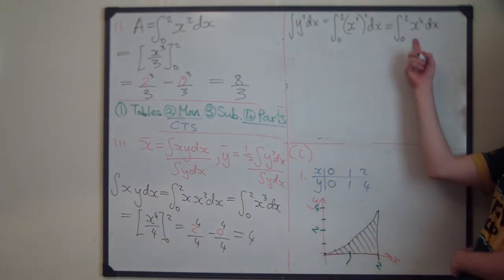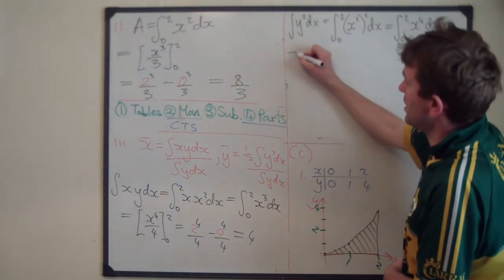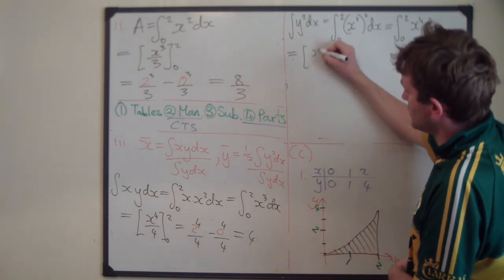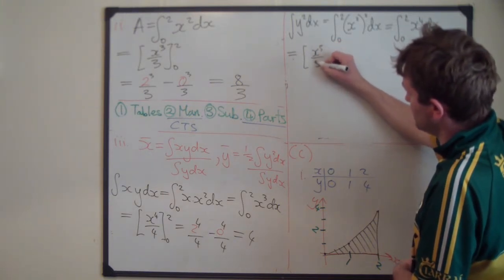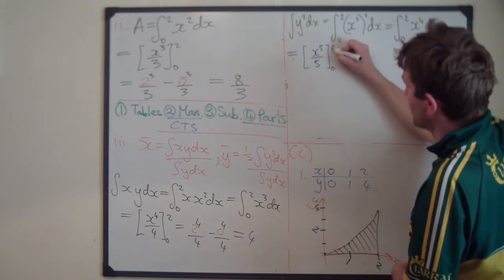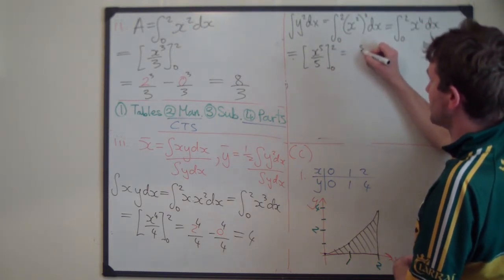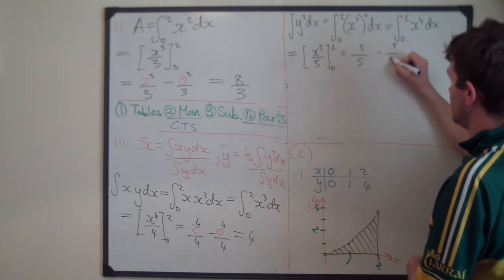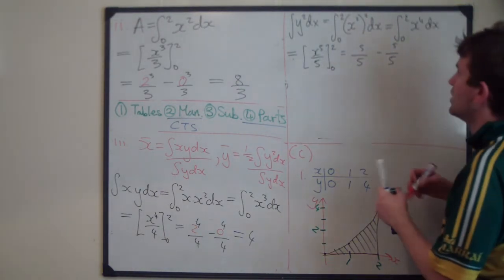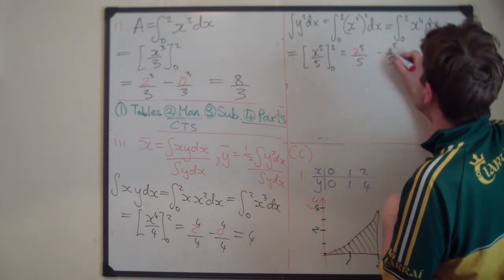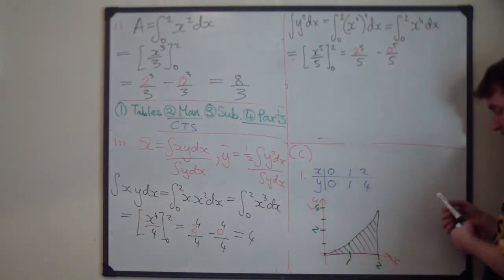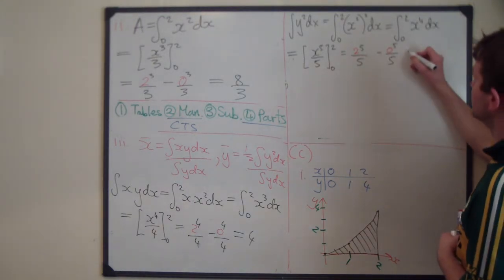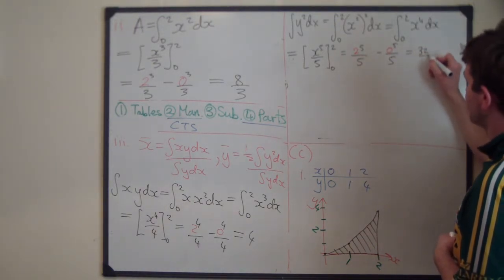Okay, and this is also an easy integral because it's just add 1 to the power, divide by the new power. Top limit, so it'll be 2 to the power 5 over 5 minus 0 to the power 5 over 5. And this, I think, gives us 32 over 5, which I suppose is 6.4. Well, let's just leave it as 32 over 5 for now.